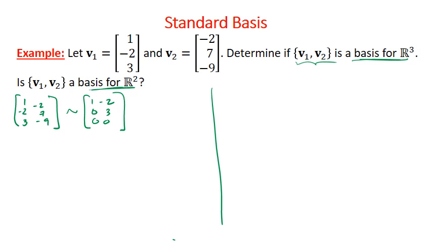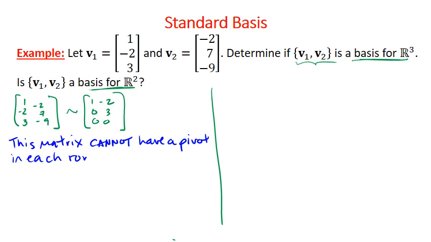And since this matrix cannot have a pivot in each row, that means that its columns cannot span R3.